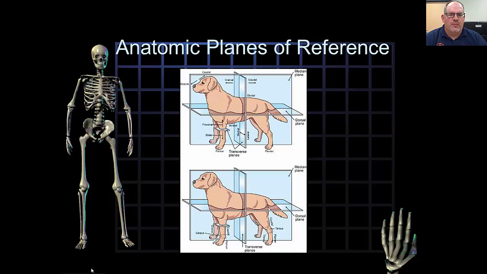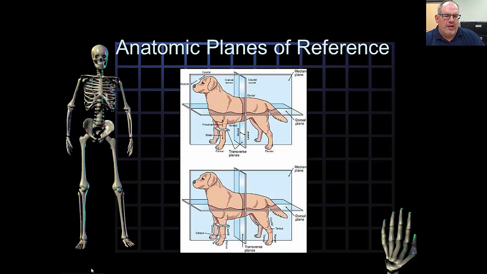There's also a dorsal plane, and the dorsal plane is going to take the back from the front. It's going to run down the body this way right here, and it's going to separate your back half, which is known as the dorsal half, from the ventral half, which is your belly, your front side, your face. So that dorsal plane is what separates your back from your belly. We talk about these planes when we're looking at specific areas of the body.